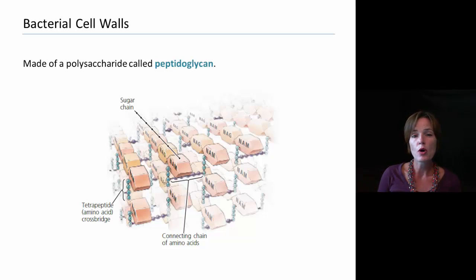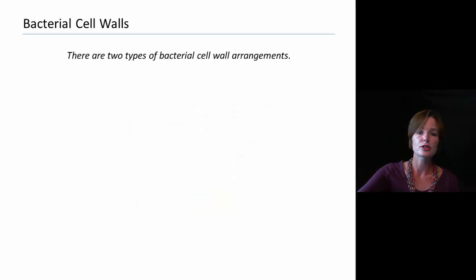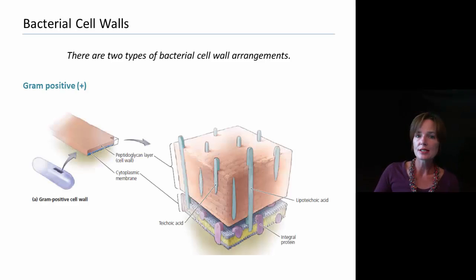When we do see cell walls in other types of organisms besides bacteria, they do tend to be made up of different materials. So the fact that this is peptidoglycan is pretty unique to our bacterial cells. And there are really two different arrangements to the cell wall in our bacteria. So this is where the gram-positive and gram-negative terms come into play.